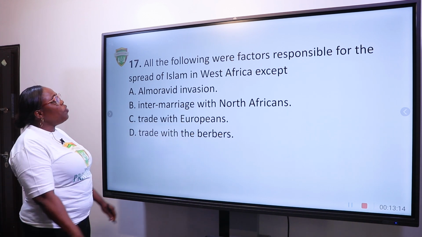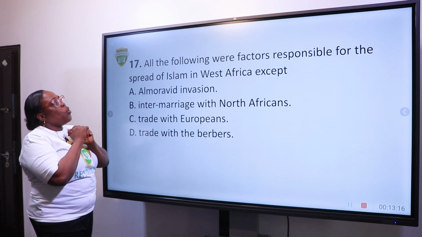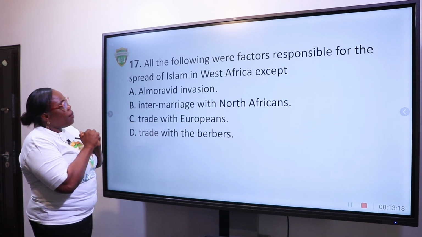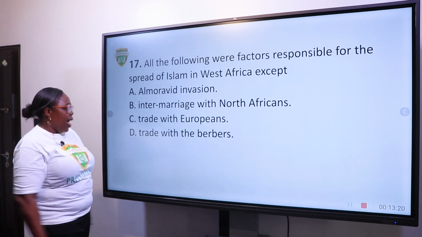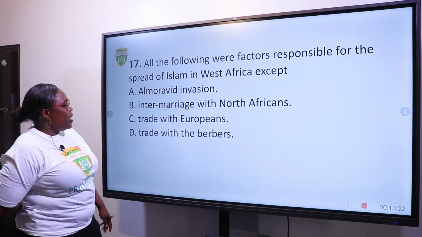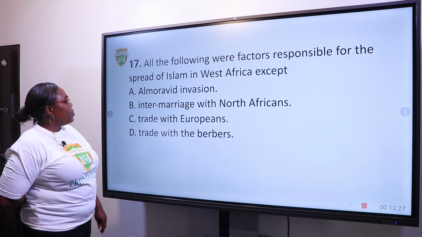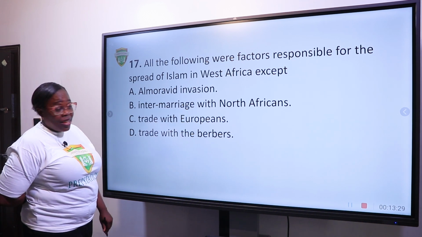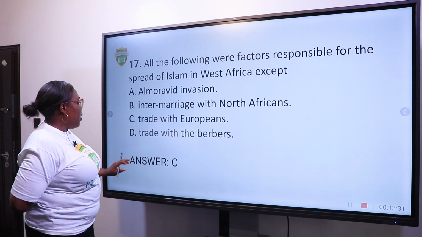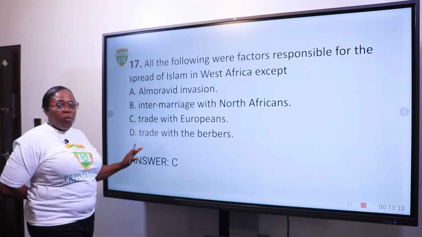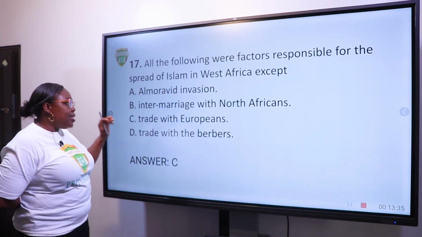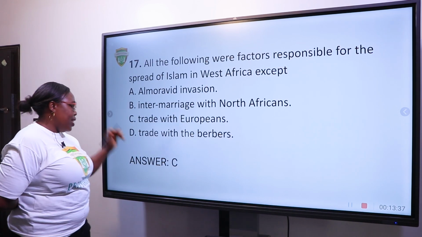17. All the following were factors responsible for the spread of Islam in West Africa, except dash. What is your answer? The answer is C. Trade with Europeans. The answer is C. So please, let's continue.